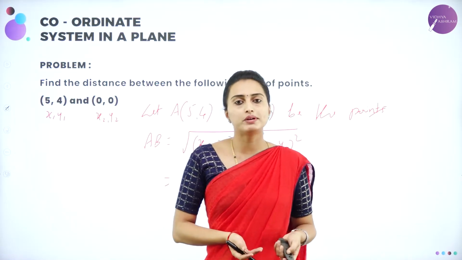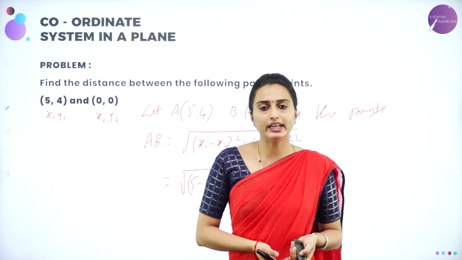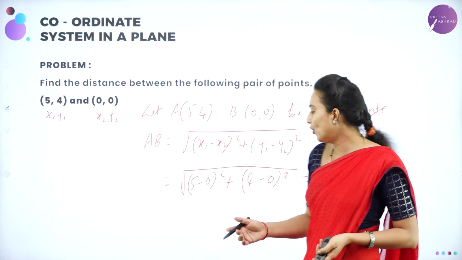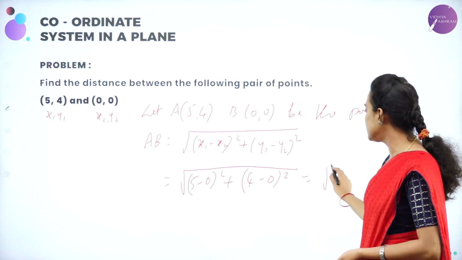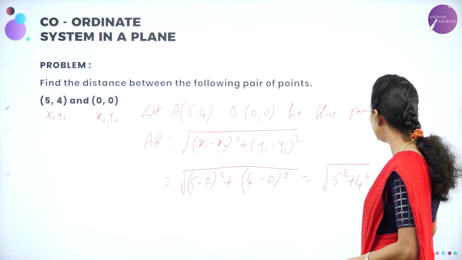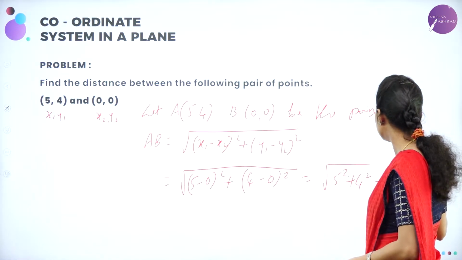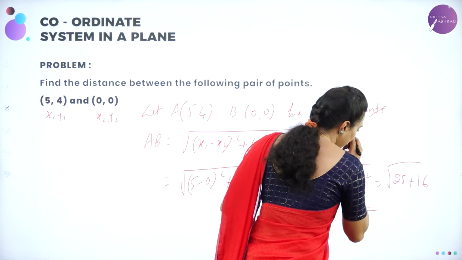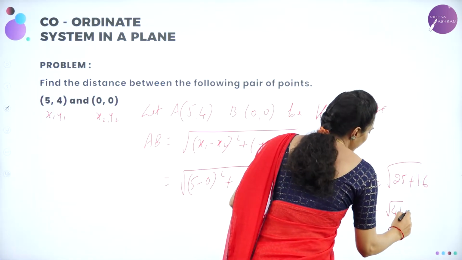Because here they have given 0, 0, I am calculating according to the formula. You know that 0, 0 is the origin, so you can directly take the square root of x squared plus y squared, which is the square root of 5 squared plus 4 squared. 5 squared plus 4 squared is 25 plus 16, so you can write it as 41, correct? Square root of 41 units.